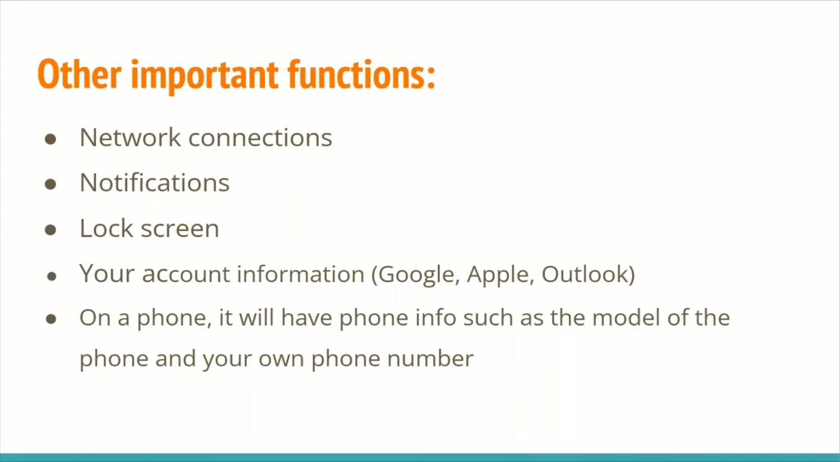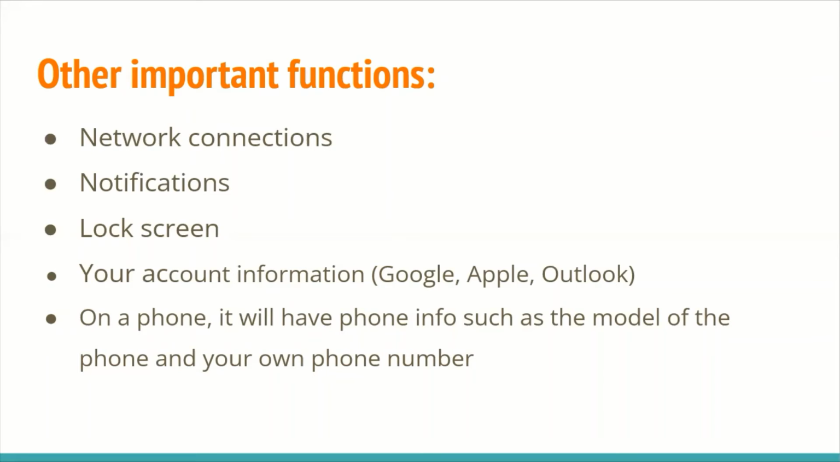And two big ones are account information and device information. Sometimes people aren't really sure if they have an Android device or an Apple device or something else. So if you don't know, you can find that out in your settings. If you have an Android device, it will have information about your Google account. If you have an Apple device, it'll have information about your Apple account. And any other device should have something similar.